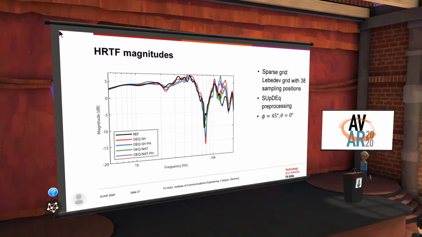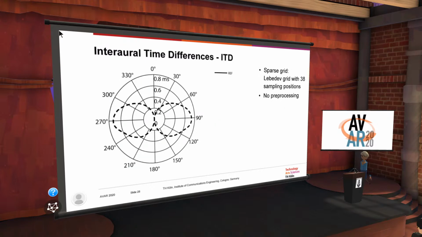I just go through different other measures, of course, now not only one single direction, but we will always see the same. We continue with ITDs. Reference here and no preprocessing, and again it bases on the Lebedev grid with the upsampling based on the Lebedev grid with 38 positions. And if we do SH-based interpolation, natural interpolation without preprocessing and on the complex spectra, it looks like that, not too good.